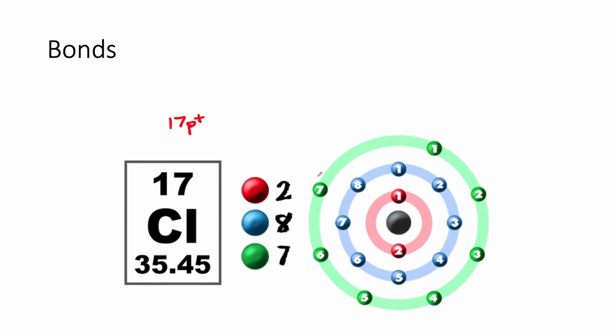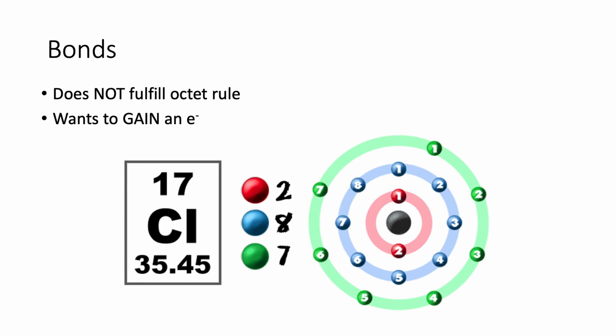It's got 17 electrons, so we first put 2 in the inner shell. We then put 8 in the second shell, and then we fill up as many as we can in the 3rd shell. Now we didn't get to number 8 in our 3rd shell, and remember, the 2nd and 3rd shells both want 8 electrons to fulfill the octet rule. So this does not fulfill the octet rule. So what is it going to want to do? It wants to gain an electron to fill in that missing electron right there.